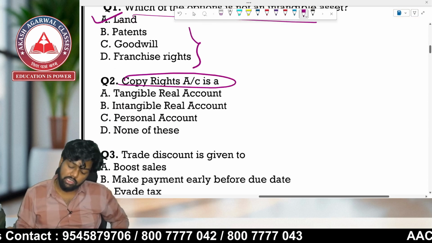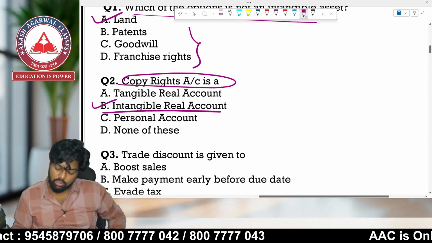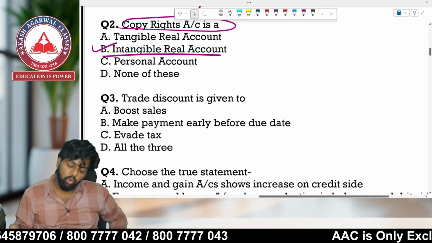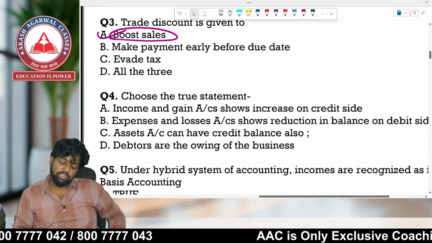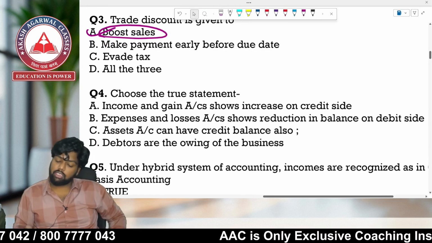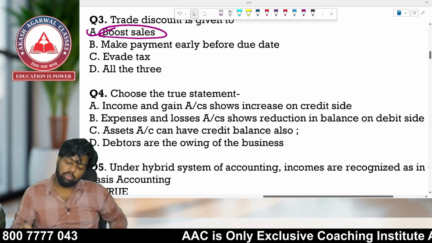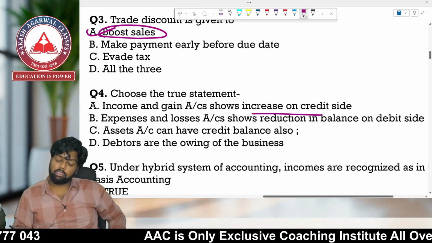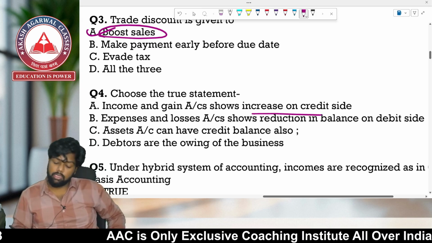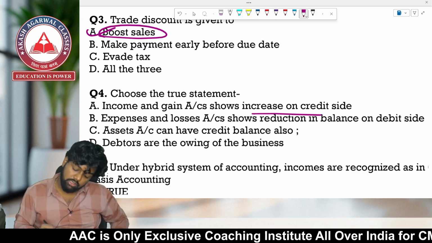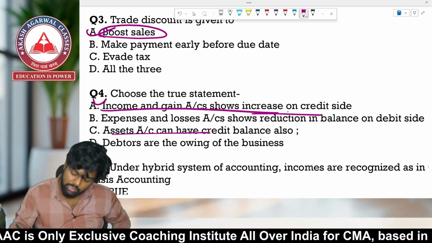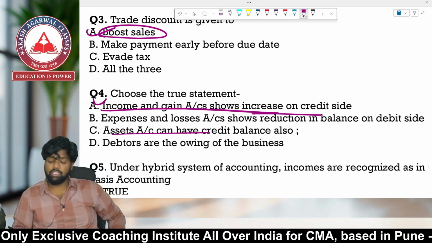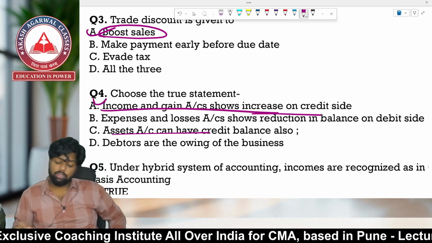Copyright is which account? Intangible real account. Trade discount is given to boost up the sales, to increase the sales. Choose the correct statement. Income and gains show an increase on the credit side, yes. Expenses and losses show a reduction in the balance of the debit side, wrong. Assets will have a credit balance, wrong; debtors are owing to the business. Option A: income and gains show an increase on the credit side.